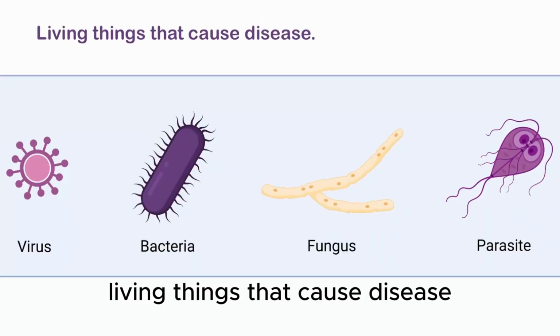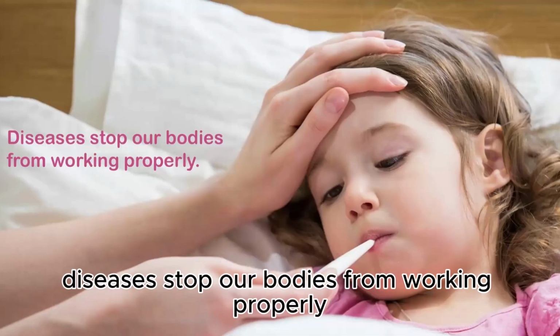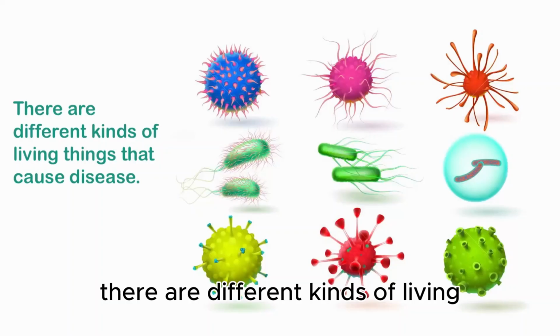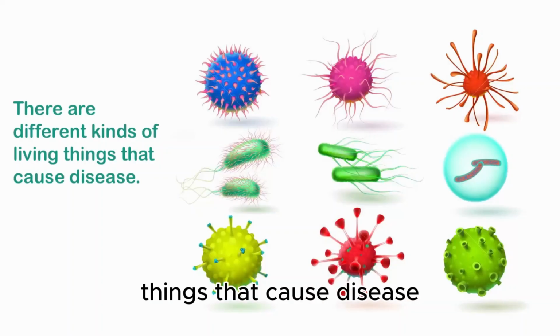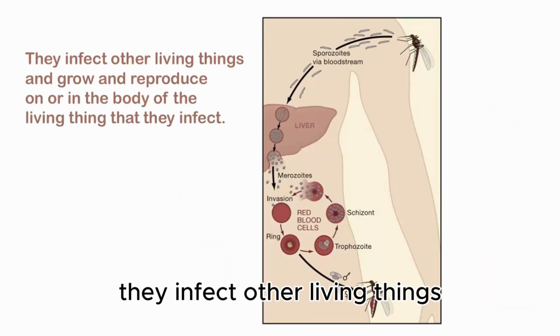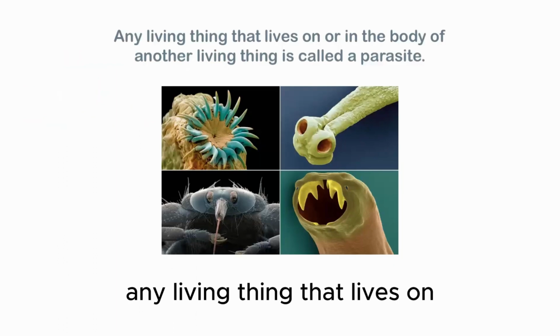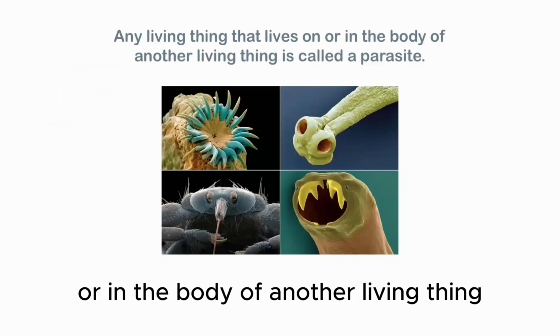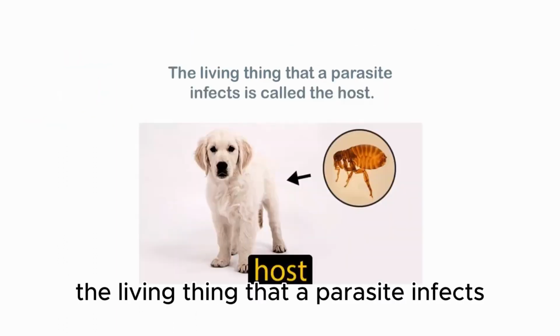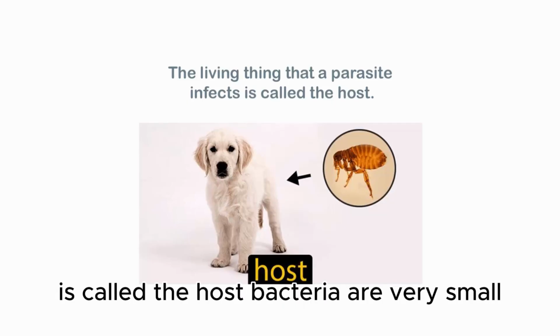Now, living things that cause disease. Diseases stop our bodies from working properly. There are different kinds of living things that cause disease. They infect other living things and grow and reproduce on or in the body of the living thing that they infect. Any living thing that lives on or in the body of another living thing is called a parasite. The living thing that a parasite infects is called the host.